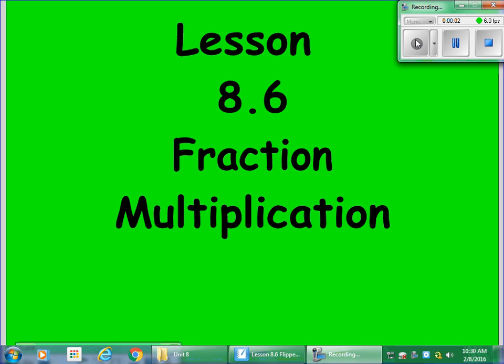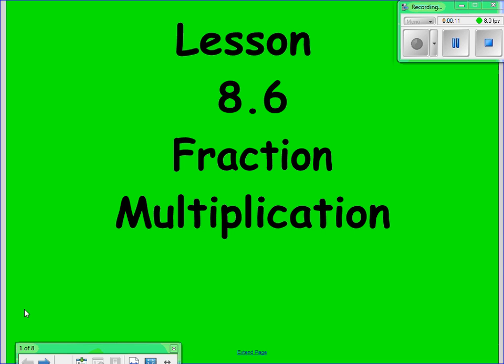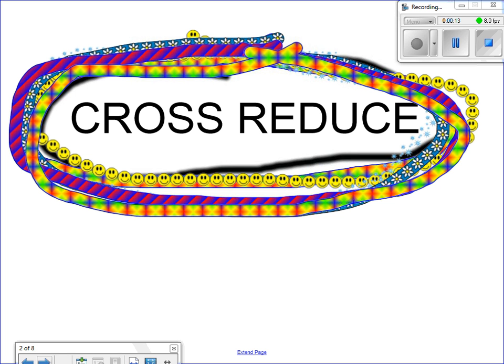Good evening, fifth graders. Tonight we're doing some more fraction multiplication. The only thing that we're going to be adding to our fraction multiplication is something called cross reduce. As you can tell, I think it's very important. I circled it with multiple things for it to stand out. Cross reduce is very important, and I want you to watch and see how I cross reduce. The point of cross reducing is to make simplifying your answer easy at the end of your problem.